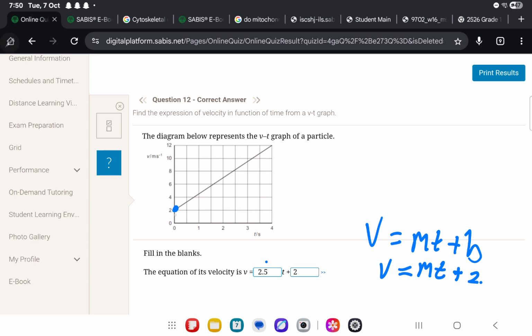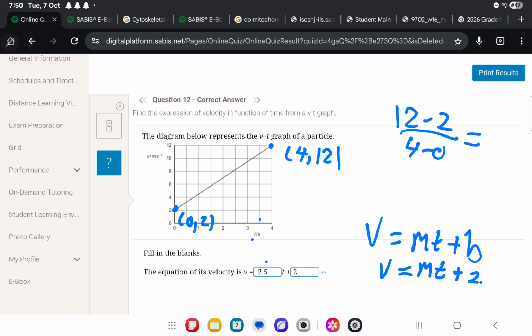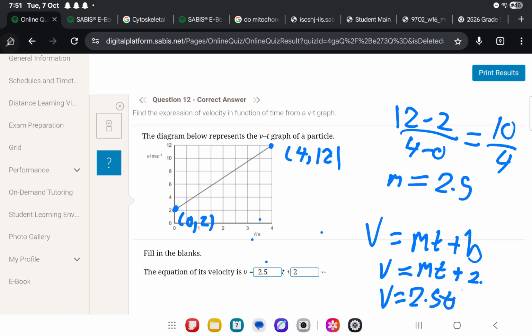Now, to find the slope, I'm going to substitute values. So, I have the point 0, 2, and I also have this point 4, 12. So, what am I going to do? y2 minus y1 over x2 minus x1. 12 minus 2 over 4 minus 0. This gives me 10 over 4, right? 10 over 4 is 5 over 2, which is 2.5. So m is equal to 2.5, right? So v is equal to 2.5t plus 2. Done.